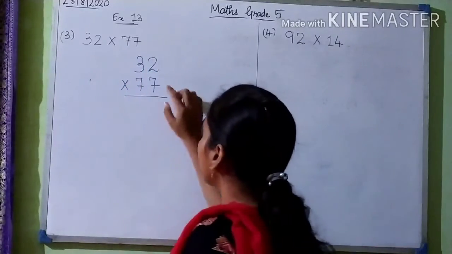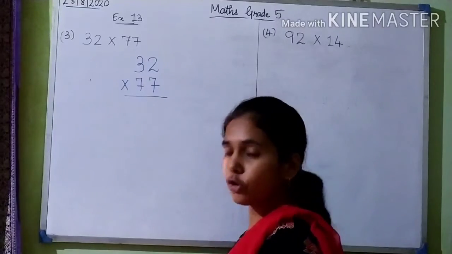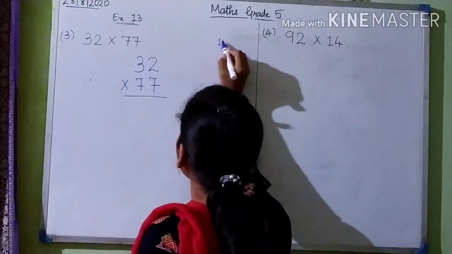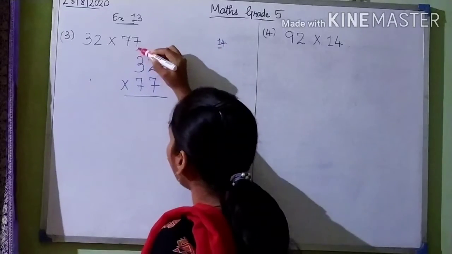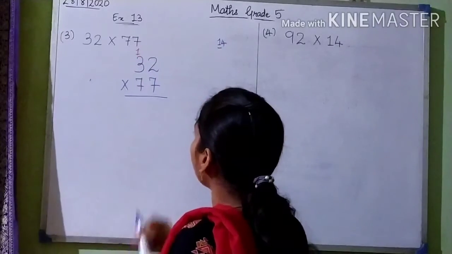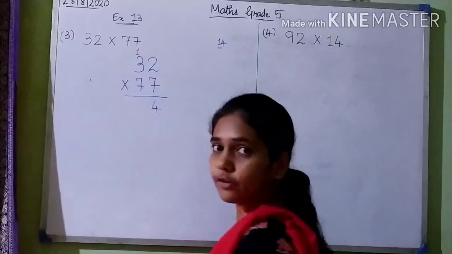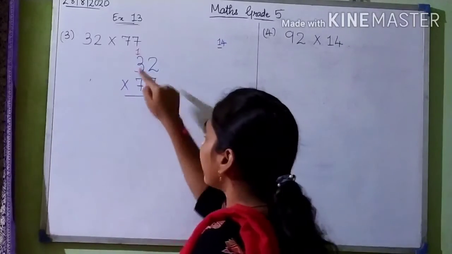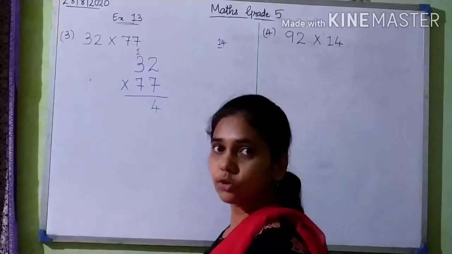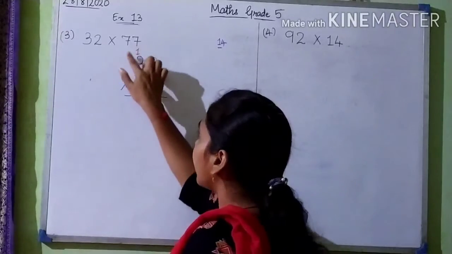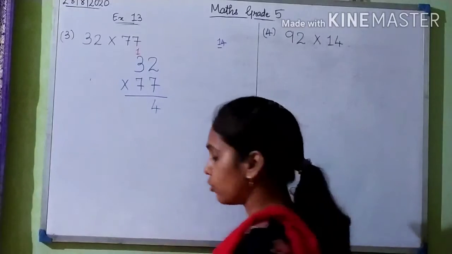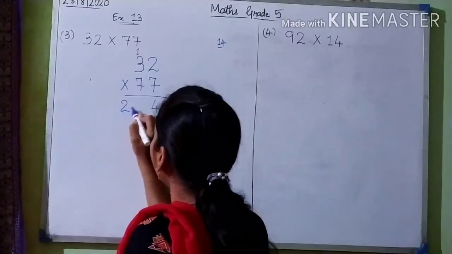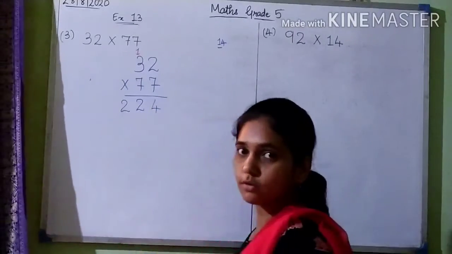So let's do 7 into 2 is 14. 14 is a 2-digit number, so I write this 1 on top here and 4 I write down. Now I multiply 7 by 3. 7 into 3 is 21, and I add this 1 to 21. So 21 plus 1 is 22. So how do I write 22? I write 22 down.